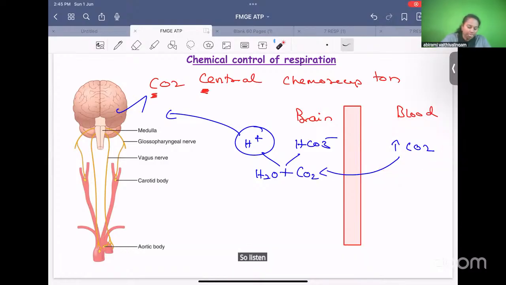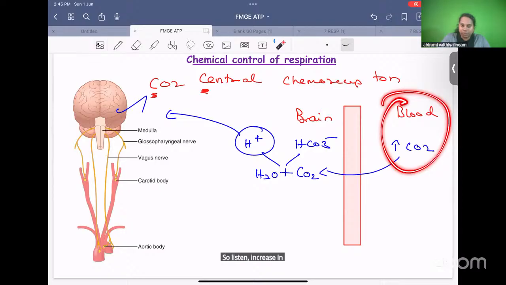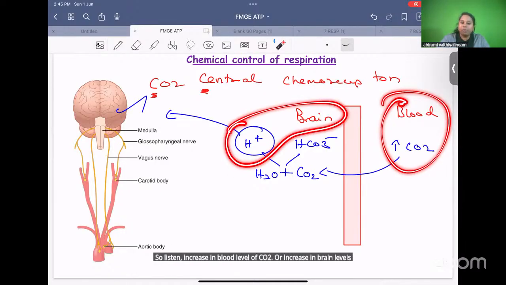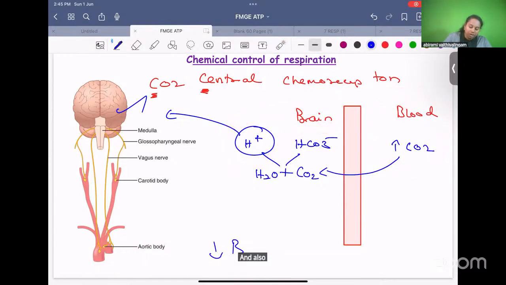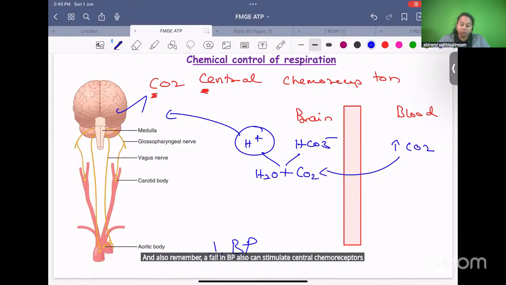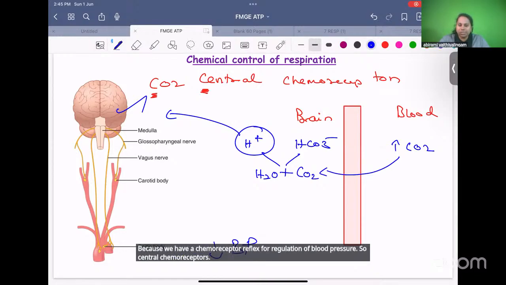So listen, an increase in the blood level of CO2 or an increase in brain levels of H plus can both stimulate central chemoreceptors. Also remember, a fall in BP can also stimulate central chemoreceptors, because we have a chemoreceptor reflex for regulation of blood pressure. So central chemoreceptors can also sense hypotension.